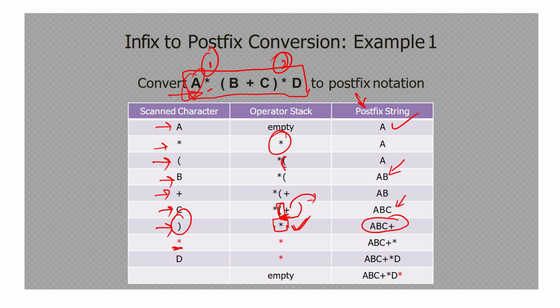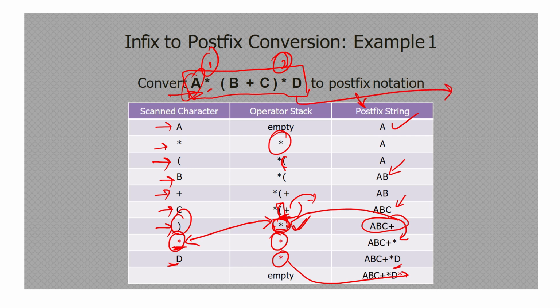When the second star comes up, the precedence is matched with the previous one, so they both have equal precedence, so this has to come out. When this comes out, ABC plus becomes ABC plus multiply, and this second star is pushed into the operator stack. Similarly, when D comes up, D is appended to the postfix string, and the final star comes up in the end. So this expression converts to ABC plus star D star as the postfix notation.